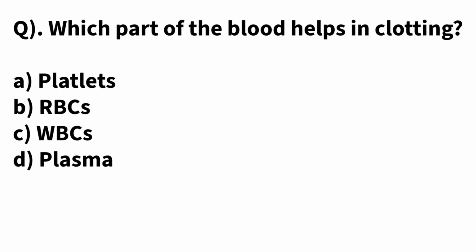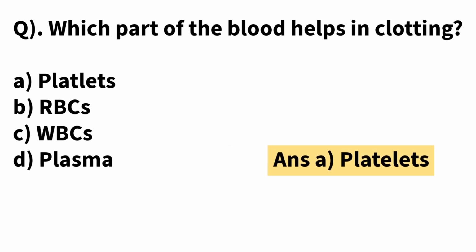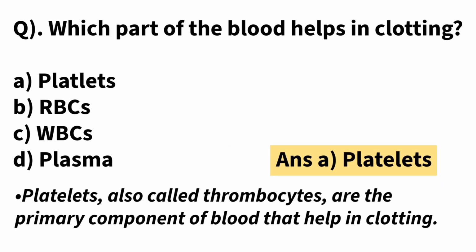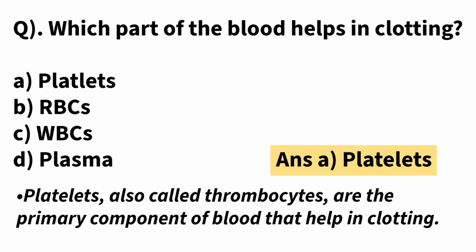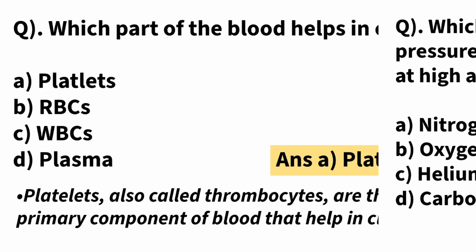Question number 1 is, which part of the blood helps us in clotting? The answer is option A, platelets. Platelets, also called thrombocytes, are the primary component of blood that help in clotting.